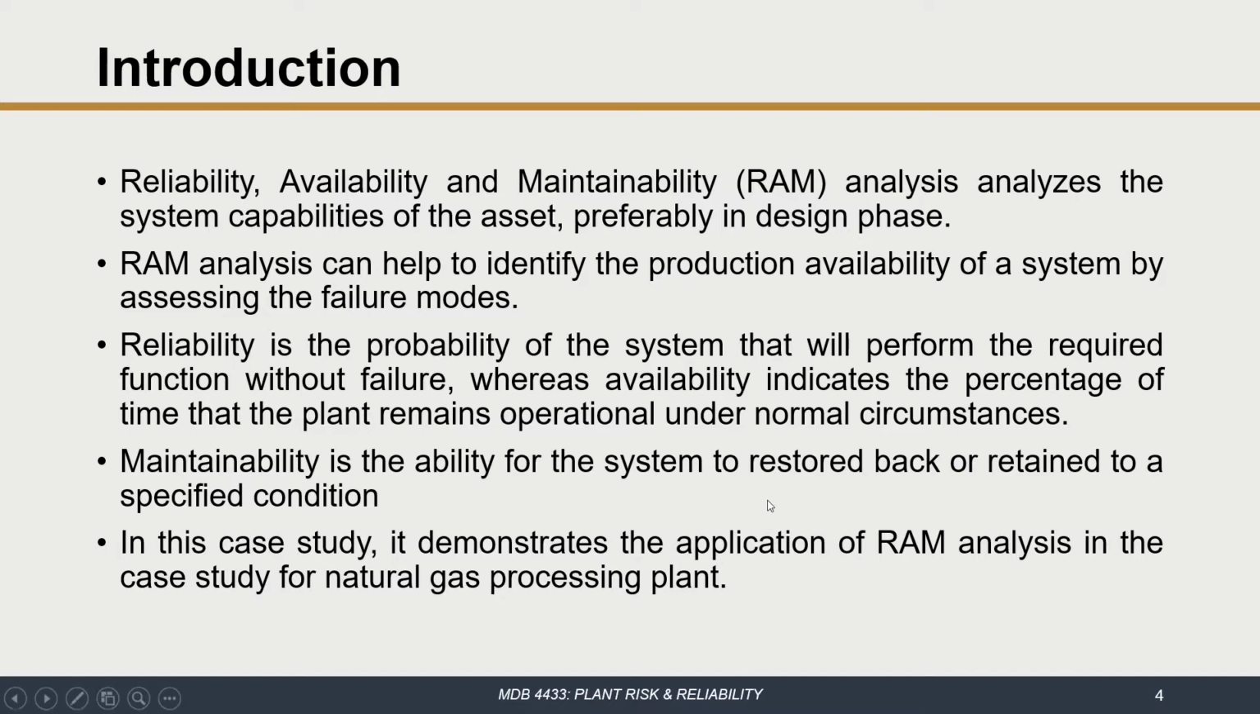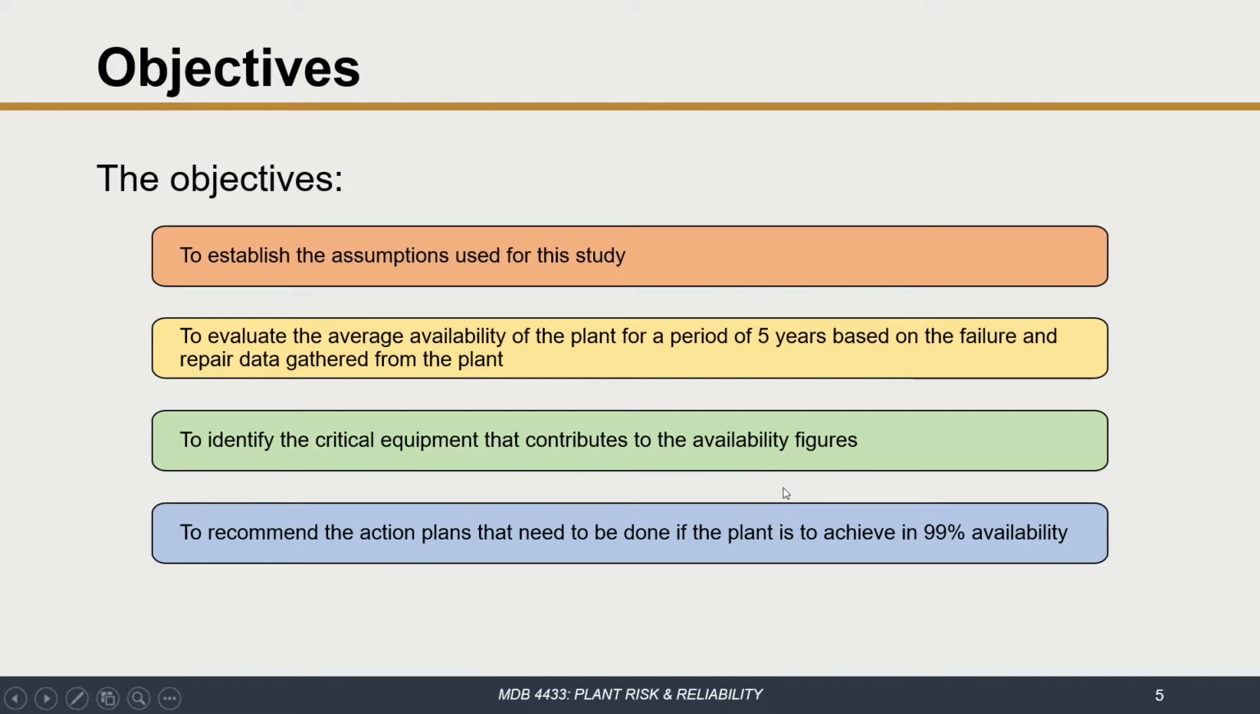plant. So for the objective that we want to achieve, we want to establish the assumption that we will be using in this study, and we want to evaluate the average availability of the plant for a period of 5 years based on the available data. And next we want to identify the critical equipment that contributes to the availability figures, and lastly we want to recommend an action plan that is needed to be done to achieve 99% of availability.